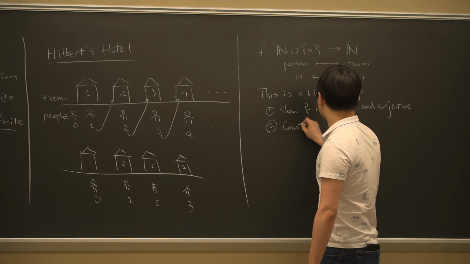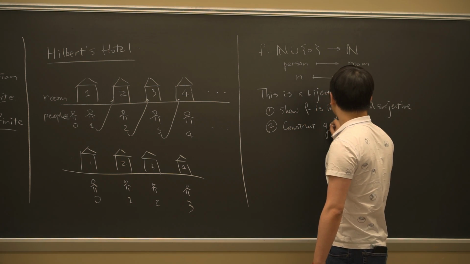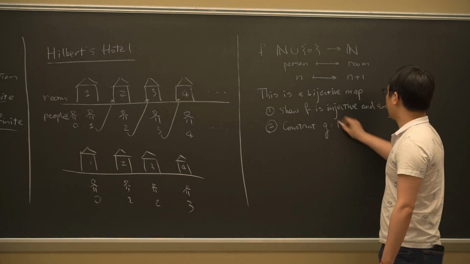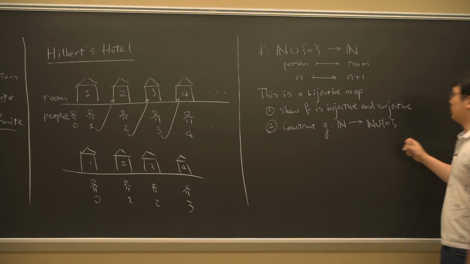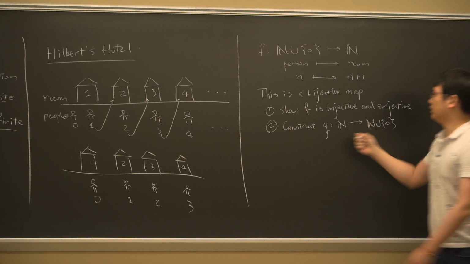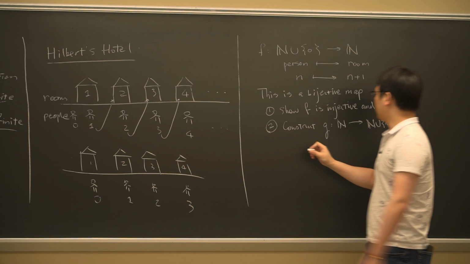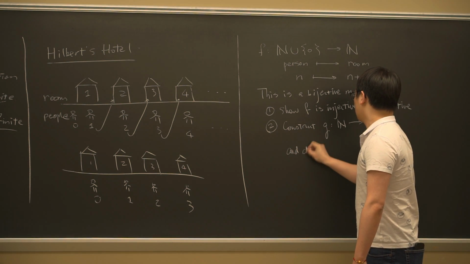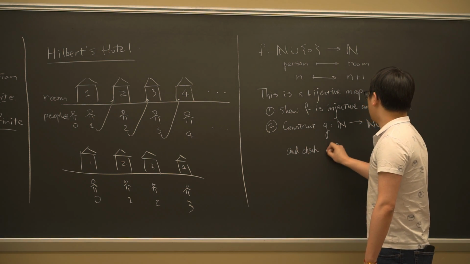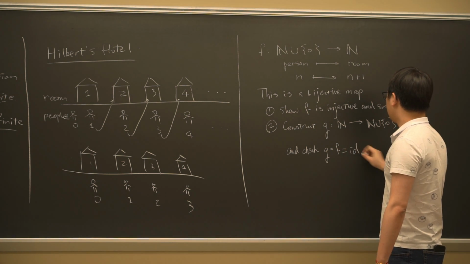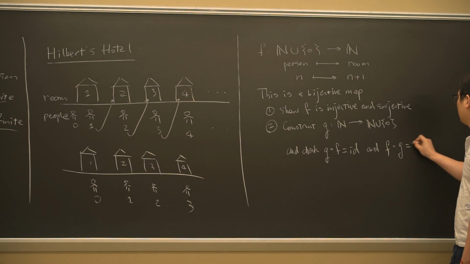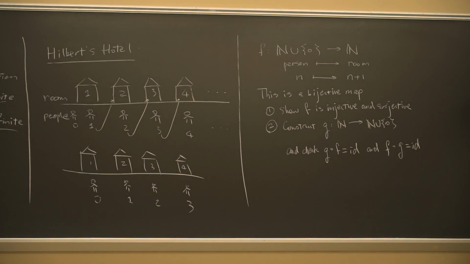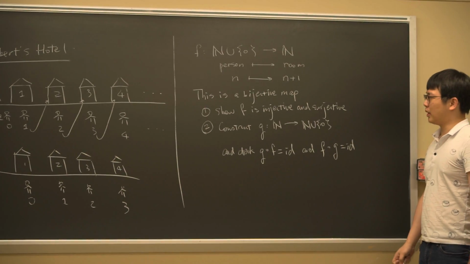Construct G, which is from natural numbers to natural numbers union 0. Remember, we have to switch the domain and codomain for the inverse function. And then check that f composed with G is equal to identity, and G composed with F is another identity map. Okay, so these are the two ways that we can check this function is actually bijective.